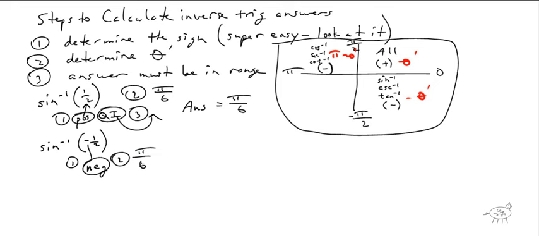Okay, and then the third step, it's got to be in range. So what's the range? Well, since it's inverse sine, aren't we in the fourth quadrant? And then I just say, again, I'm using the red now. Okay, so I'm saying the answer is the negative of the reference angle, so the answer is negative pi over 6. And that's my answer, negative pi over 6. Okay, let's try another one here. Inverse cosine of negative root 2 over 2.